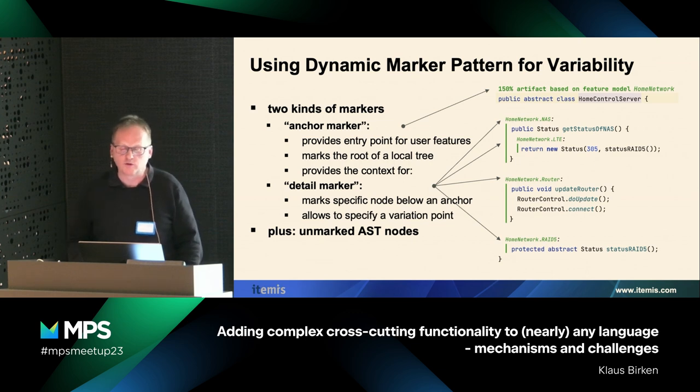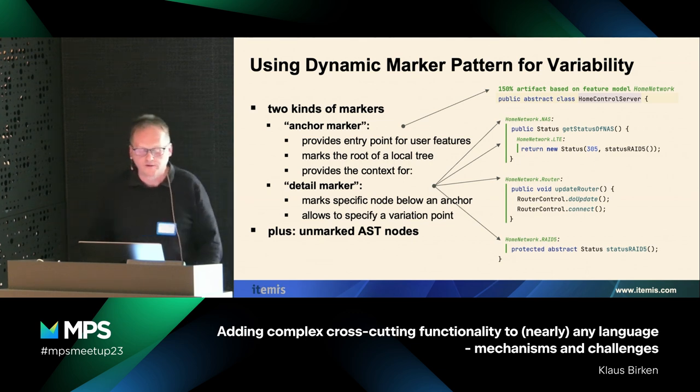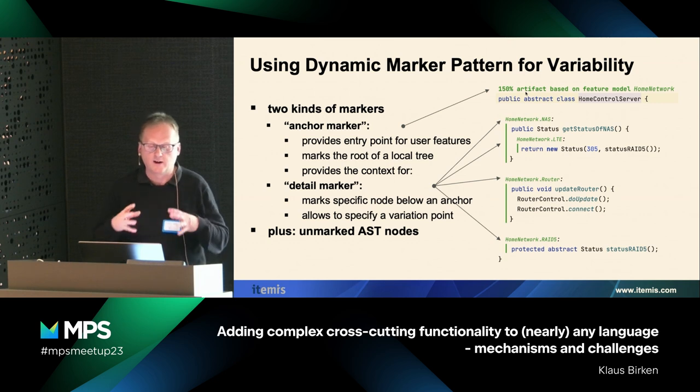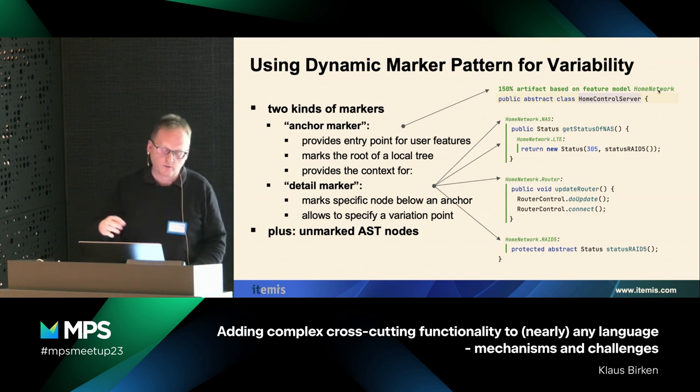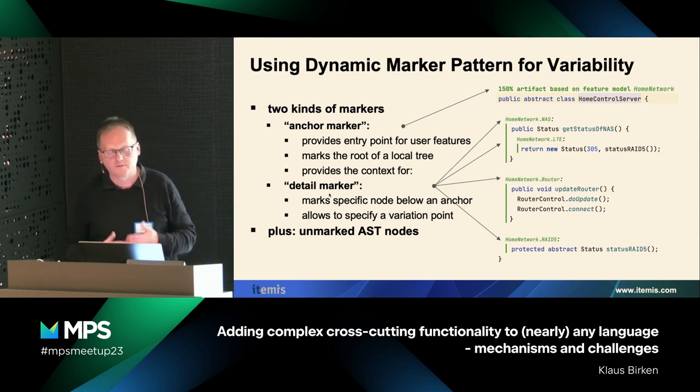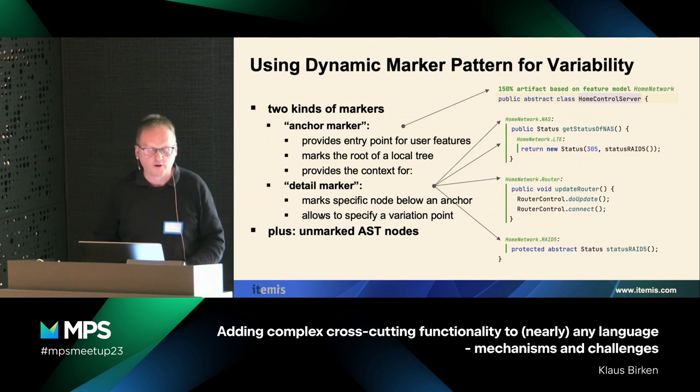Up to now we have two kinds of these markers. One is what I called the anchor marker, the one on the top, which provides the entry point for all other features. So you can connect your model with a variability model. Afterwards, the editor provides all the intentions you need to add these presence conditions. And then we have the detail markers, which represent these presence conditions. And a lot of unmarked nodes: you can see the return statement is marked with a detail marker, but all the stuff in its expression is not marked. It's just below this return statement.